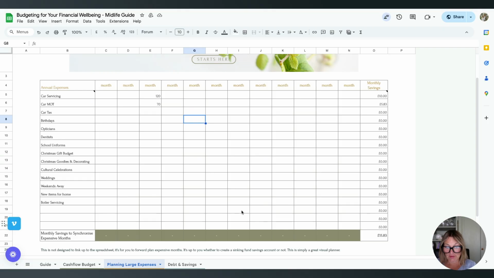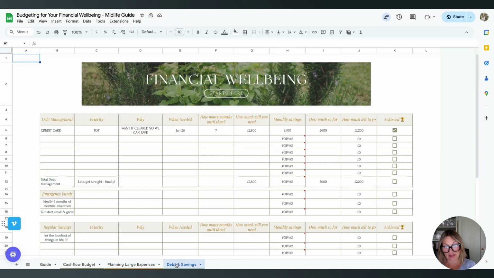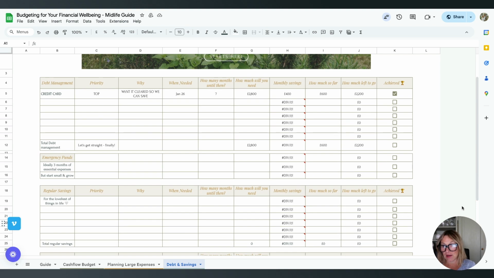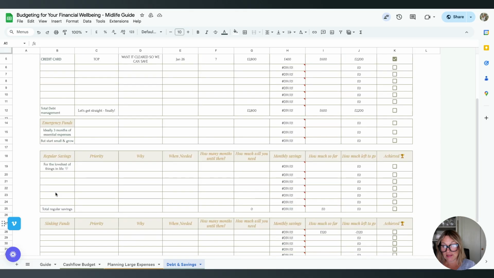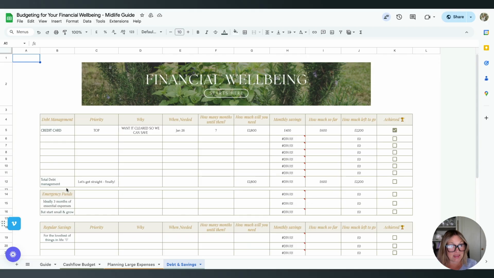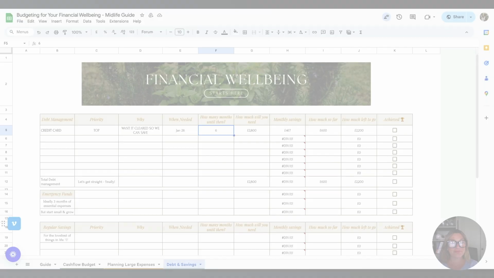Now, the last tab to have a look at, debt and savings. So what I've done here is I'll split them out into debt management, the top piece here, emergency funds and regular savings, and plus sinking funds here. Again, nothing populates from one tab to another. This is purely for a planning point of view. So let me go through how I've set this out. And of course, if you want to change it, please do, but this is how I like to do it.